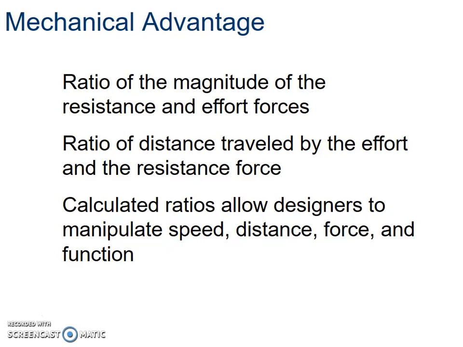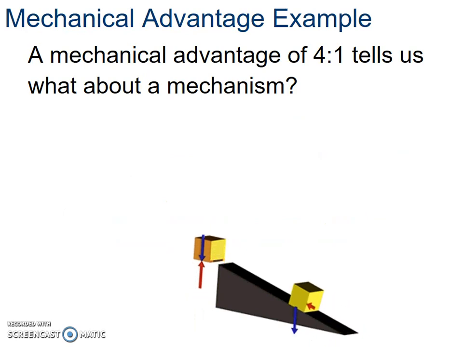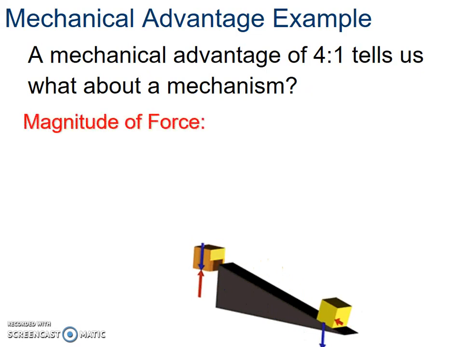The calculation of the ratio allows us to calculate how fast or how much distance you are required or how much force you need in a specific mechanism. So here's the example of that inclined plane. In this example, it has a ratio of 4:1. What does that tell us? Well, it tells us the magnitude of the force.